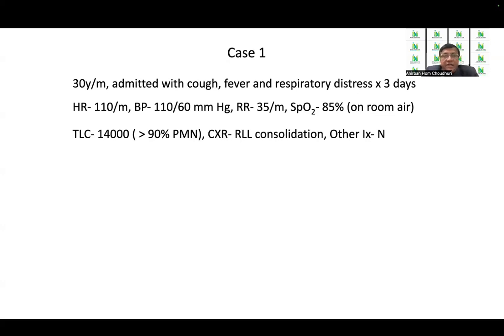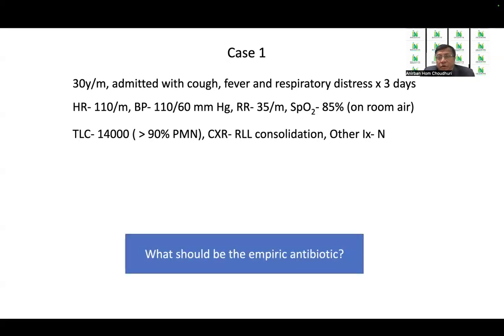Very simple, clear, and straightforward. I don't want to give any quiz because this is a normal case, a case which we normally find: community-acquired pneumonia, one of the commonest causes of admission into the ICU. Now, how should one choose the empiric antibiotic?